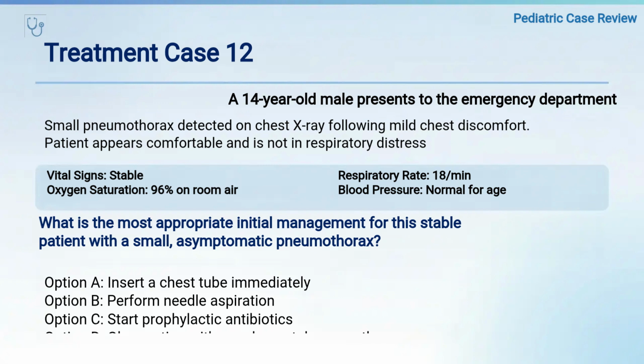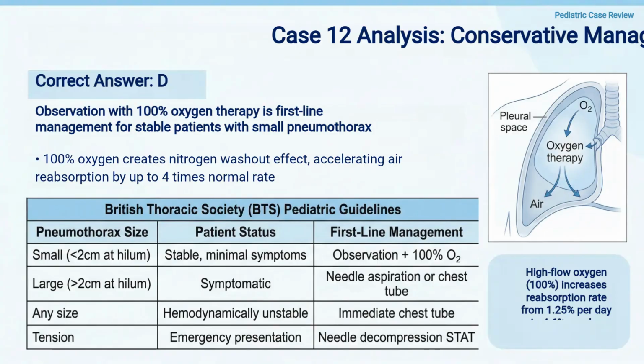Option A. Insert a chest tube immediately. Option B. Perform needle aspiration. Option C. Start prophylactic antibiotics. Option D. Observation with supplemental oxygen therapy. The correct answer is Option D. Observation with supplemental oxygen therapy.